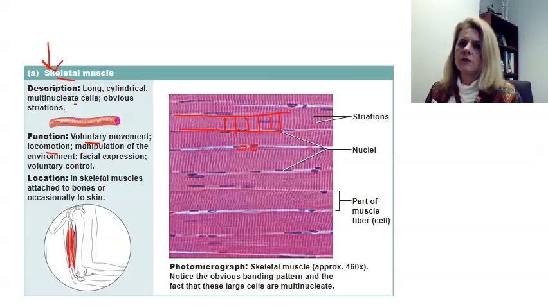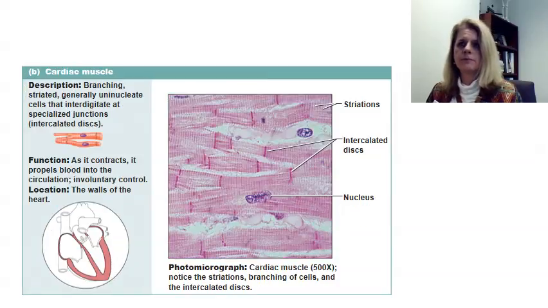Not only does skeletal muscle move bone, but it also moves skin. So when you smile, the muscles are attached to the bone in your skeleton, but also to your skin, so that when it contracts, it allows you to smile and frown and grimace and make your facial expressions. Again, the location of your skeletal muscle is going to be somewhere in your body attached to a bone or to the skin.